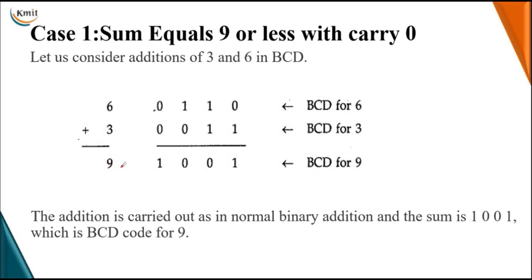6 plus 3 is 9 in decimal, where 6 in BCD is 0110 and 3 is 0011. Now, using the binary rules of addition, let us add bit by bit. 0 plus 1 is 1 with a carry of 0. 1 plus 1 is 0 as the summation with carry 1. Again 1 plus 1, 0 is the summation with a carry of 1. Then 1 plus 0 is 1, and 1 plus 0 is 1. As the binary summation is equivalent to the BCD summation, which is exactly equal to 9, we have no need to correct this summation.